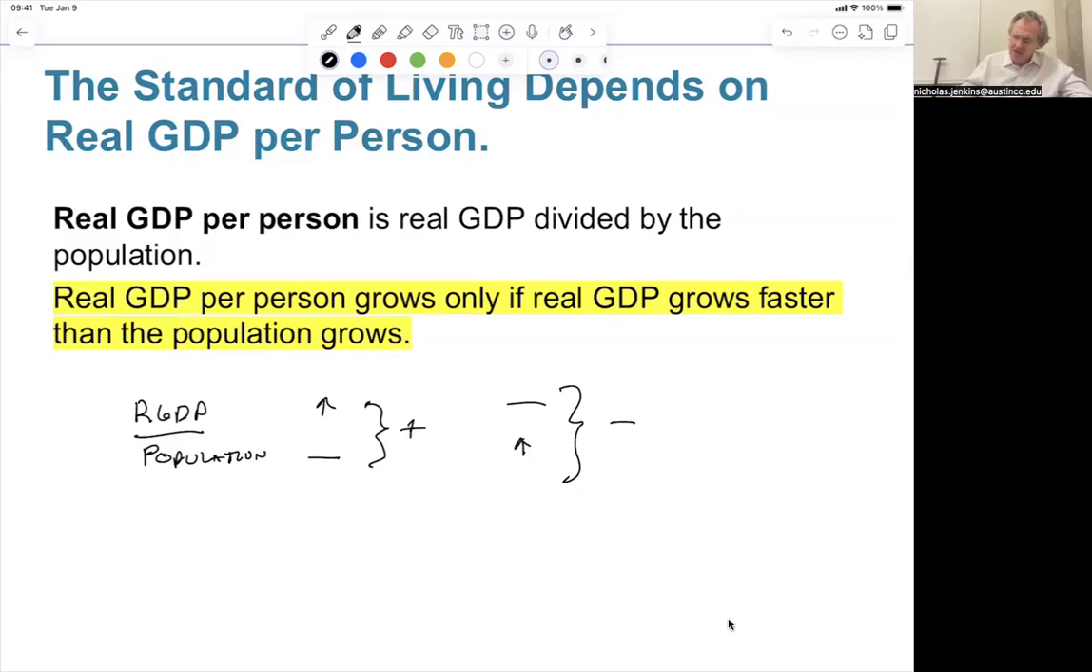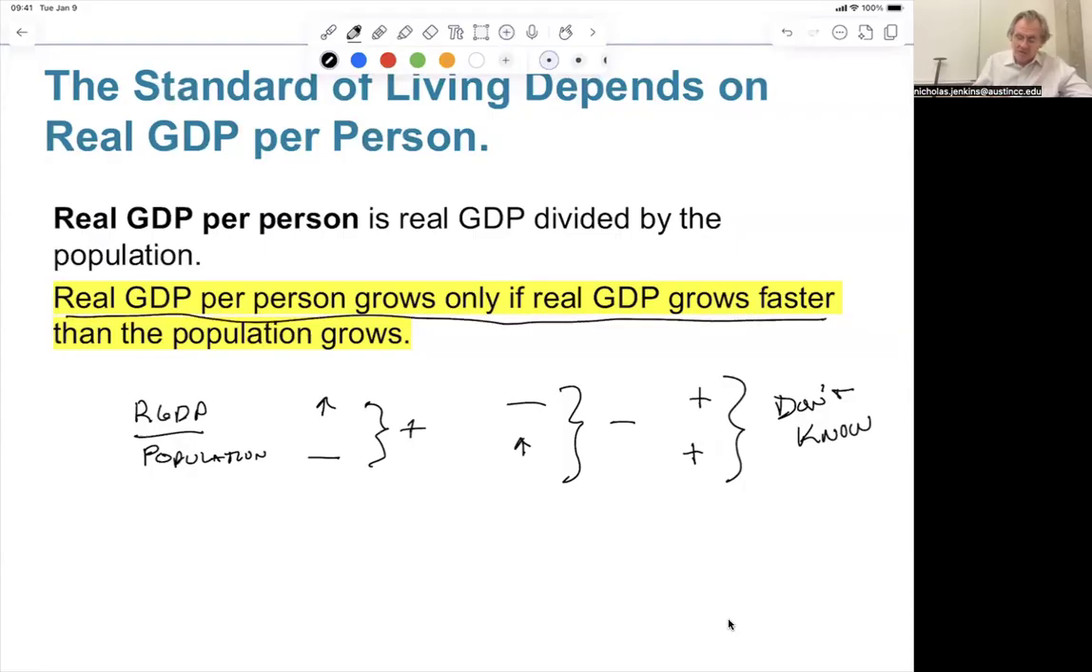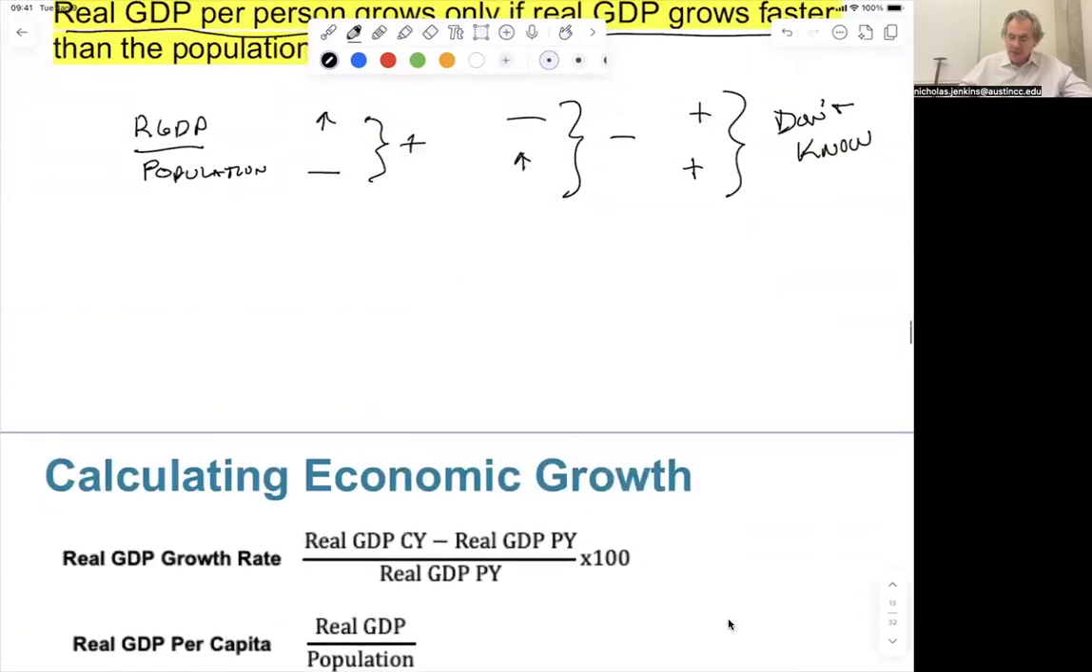But if both change, so let's say we have plus and plus, we don't know, because we don't know how much real GDP changed in relation to how much the population changed. What we do know is this: as long as real GDP grows faster than population, then we're going to have a positive number and an increase and a positive growth rate. Okay. All right. So let's talk about how we calculate it.